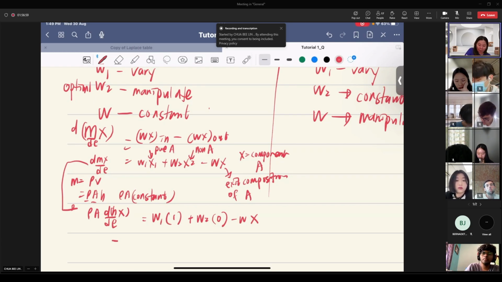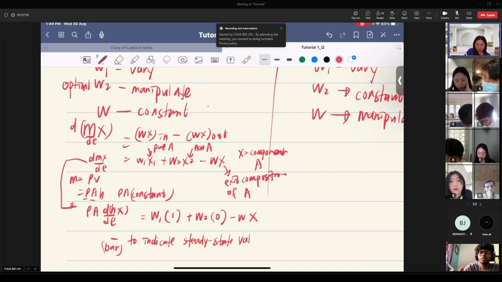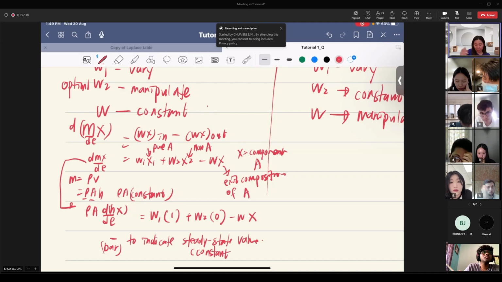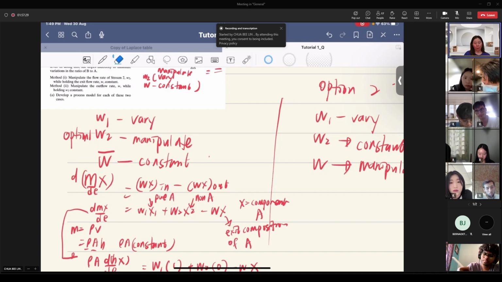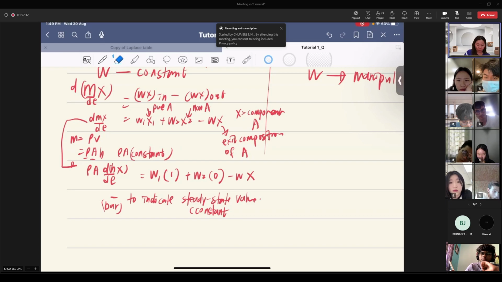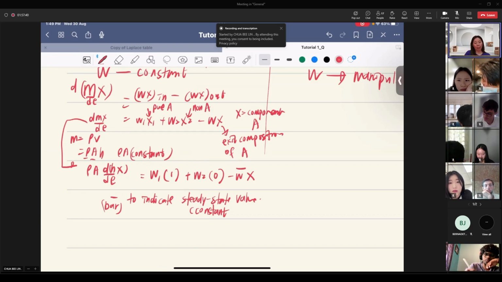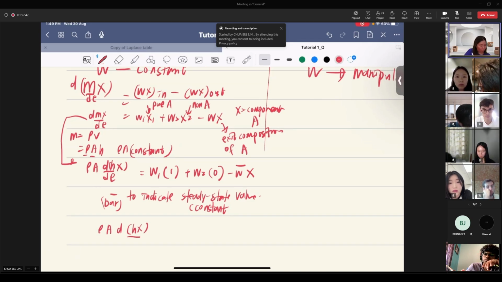Okay, then we will use bar to indicate steady state. So this is bar, steady state value. So what will be kept constant? What are the things be kept constant? So in this case, W is constant. So I will put bar on the top of W because bar indicates it is constant. So therefore, the final answer should put the bar on top of the W to indicate it is a constant value. So from here, you'll be having rho A d(Hx) over dt equals to W1 minus W bar x for composition balance.